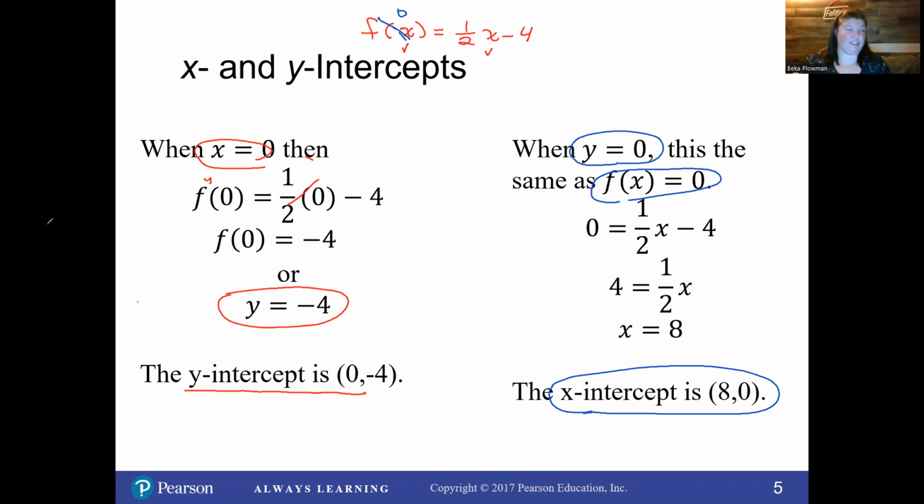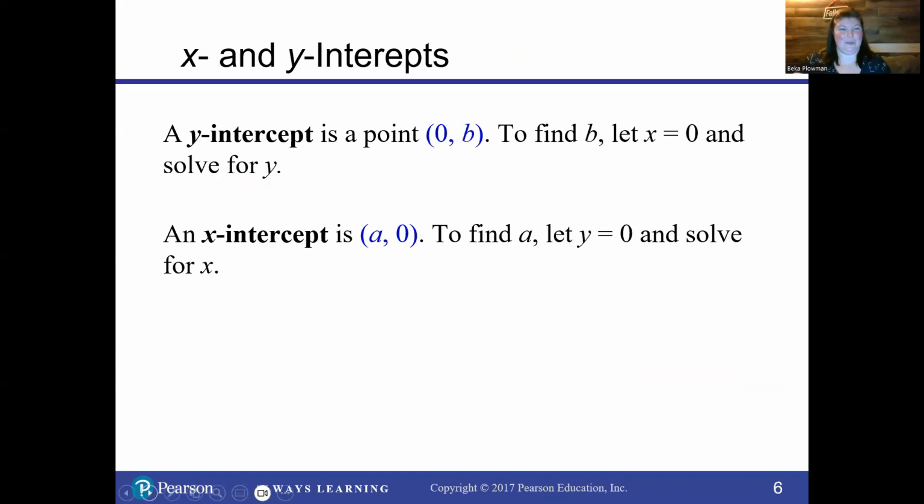I know that's a lot to take in verbally. That's why we have this slide. If you want your y-intercept, and this applies to any function, a y-intercept is a point (0, b). So the x-coordinate is 0. If we want to find what b is, that means we have to let x equal 0, and then we just solve for y. An x-intercept is going to be a point (a, 0), so your y-coordinate is the 0. To find a, we need to let y equal 0 and solve for x.